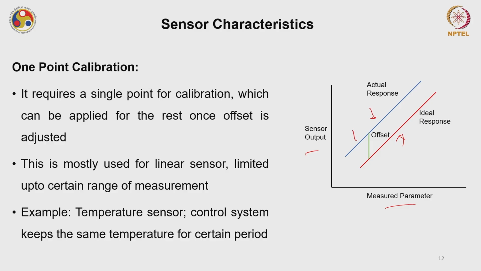This is mostly used for linear sensors, which are limited up to a certain range of measurement. Some examples are temperature sensors, where a control system keeps the same temperature for a certain period of time. Nowadays this is also possible through certain feedback interface circuits.